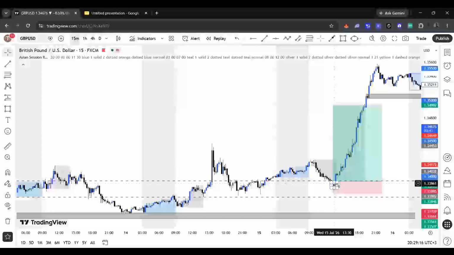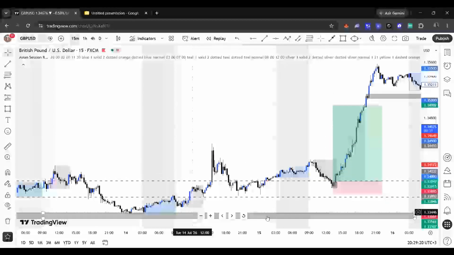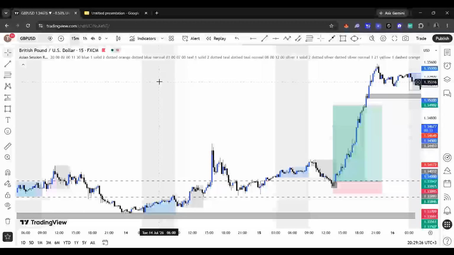Manipulated to, this was a trend line here. This was yesterday. There's a trend line running from down. Manipulated to that trend line, then went up. So that's basically the strategy.